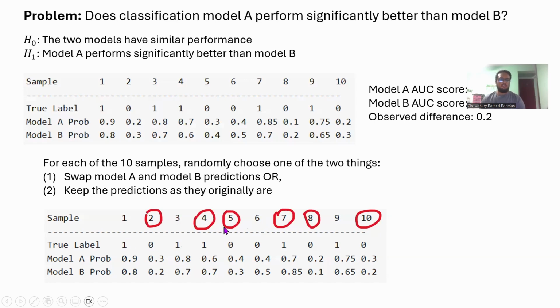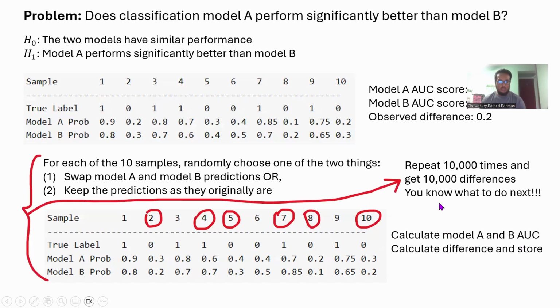Okay, fine. So after doing this random swapping, we can again get the AUC score and get the difference and store it. We can repeat this 10,000 times and get 10,000 AUC differences. And I think you know what to do next. I'm not going to tell you this again. Just imagine what to do. Okay. So this is all about the permutation randomization test, an extremely important test and extremely cool.